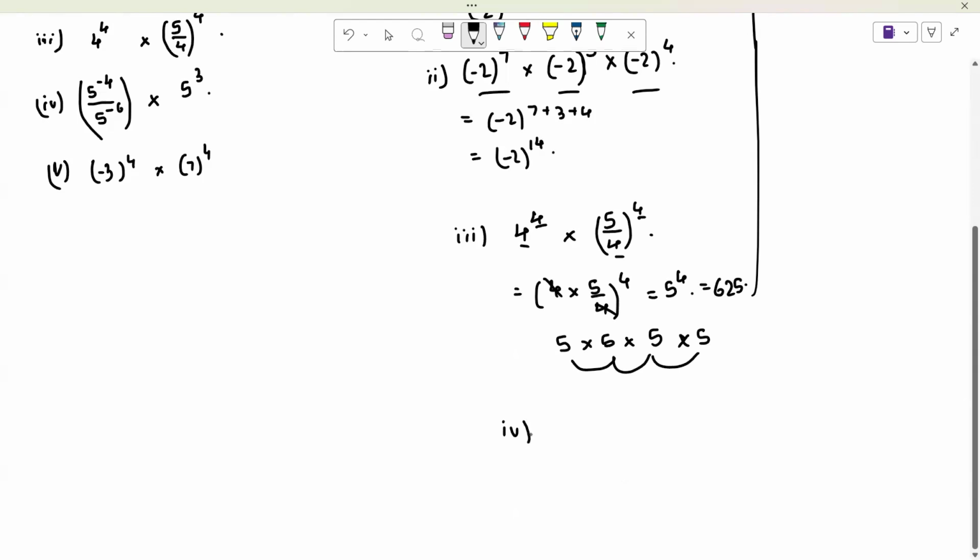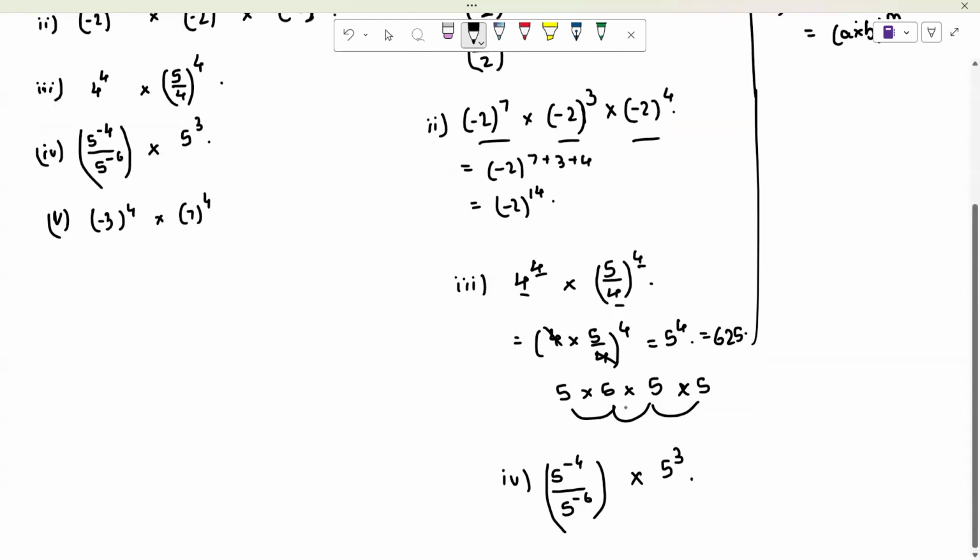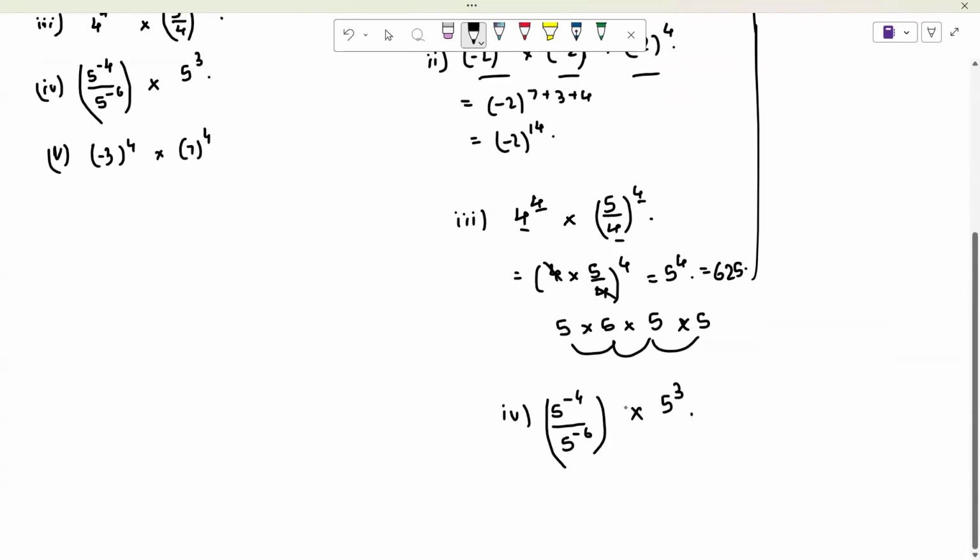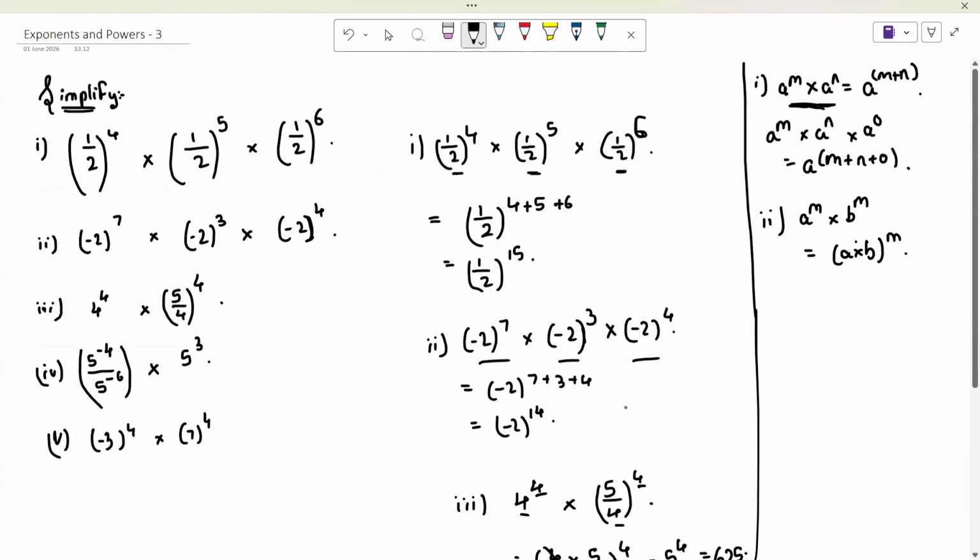Now the fourth question. Here we have 5 power minus 4 divided by 5 power minus 6, in brackets, into 5 power 3. So here we'll have to implement a new law. Just for the simplification of the question, we will have to implement a new law.